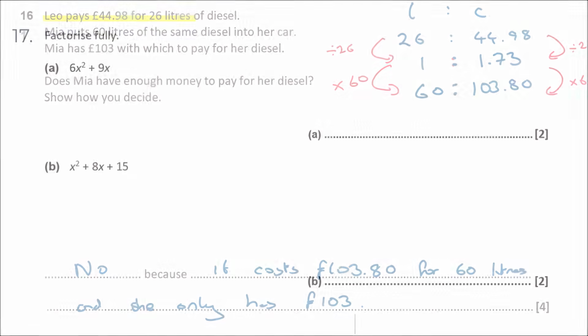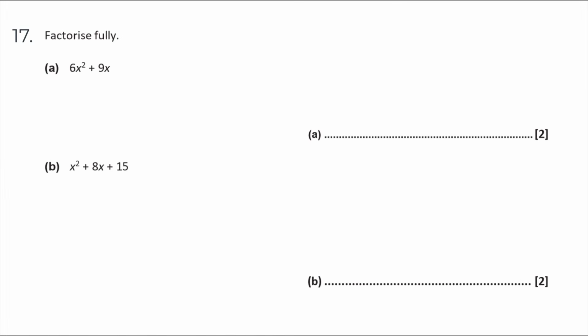Let's move on. Fully factorise 6x squared plus 9x. Now, the word fully gives us a bit of a clue that there's more than one factor to find here. And you can see actually you've got x in both. We've got x squared and x. That both contains an x. So I'm going to factorise out an x.